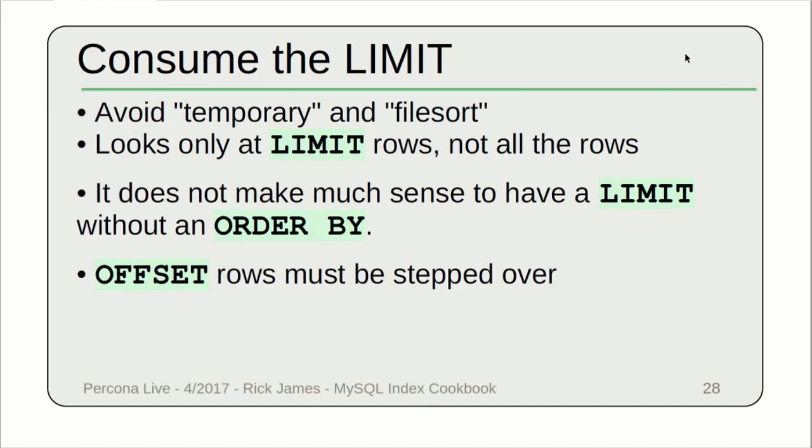With the limit, it'll stop delivering rows as soon as it has enough. But if it's already done a sort, that means you've already done far more work than the limit is trying to save you. If you have an offset, or a limit with two numbers, the offset, the code has to step over all of those rows. So it's as if you fetched all of those rows and threw them away immediately. Offset is not that beneficial.